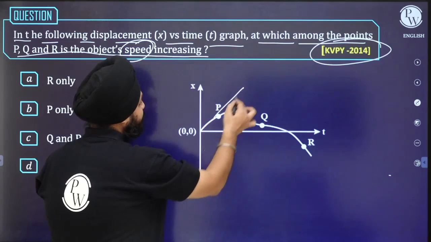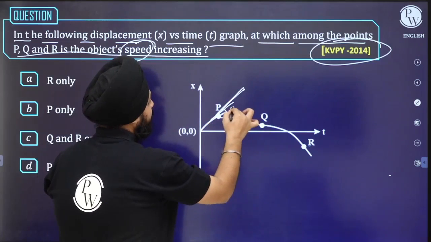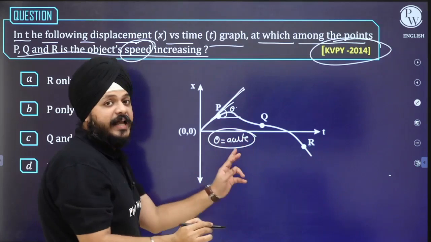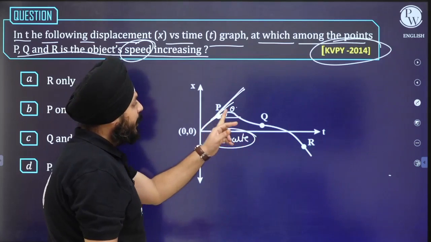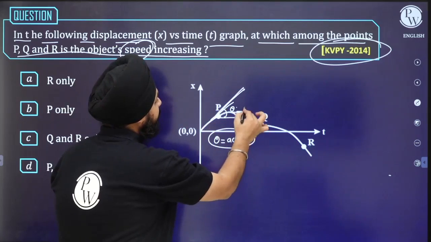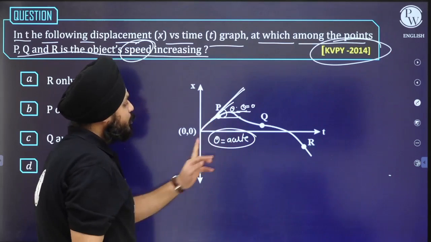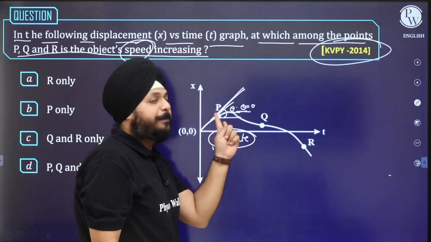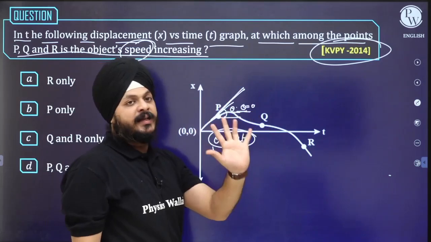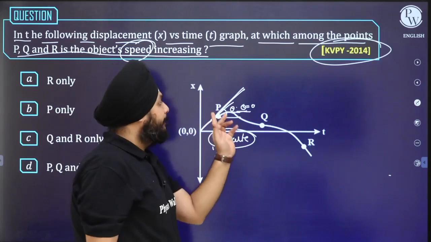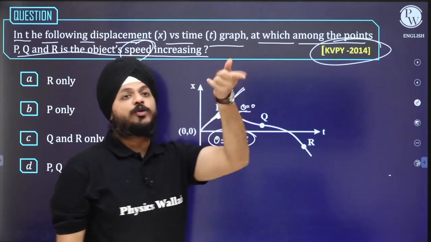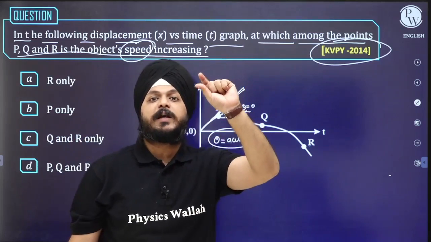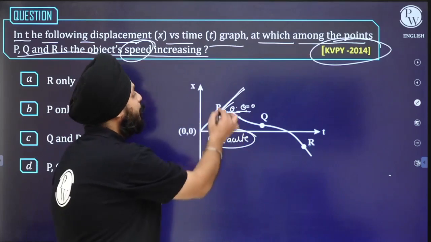Suppose at this point, theta is acute. If we are moving to the top height, theta becomes 0. So from acute to the topmost point, at point P we have some angle, and the angle is acute with respect to the positive x-axis. But at the top the velocity is 0. It means we have some amount of velocity at point P, and at the top it becomes 0. It means velocity is decreasing. So point P is not the answer.